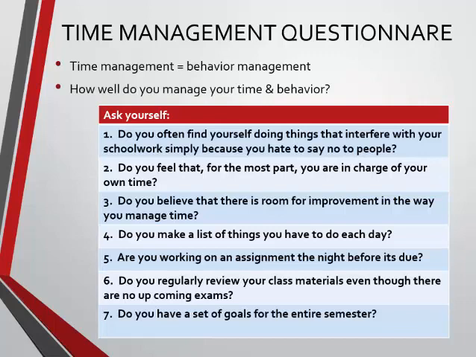For example, you may be presented with a choice to study and work on homework or go out with friends. You have the choice to tackle your concerns on your own or seek out academic advising or counseling. Ask yourself these questions. Do I find myself doing things that interfere with my schoolwork simply because I hate to say no to family and friends? Do I feel that for the most part, I am in charge of my own time? Do I believe that there is room for improvement in the way I manage my time?